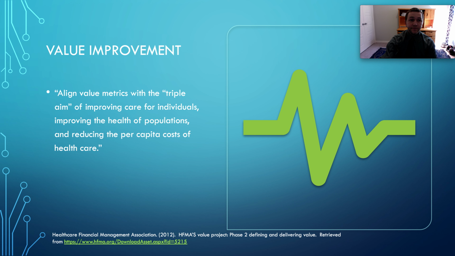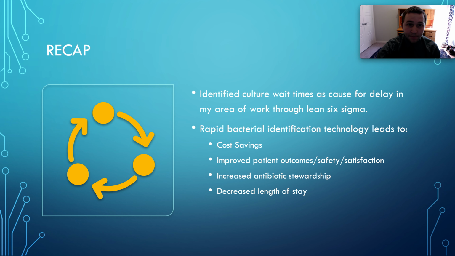So let's recap what I was talking about and what I really identified. I identified that culture wait times are a cause for delay of discharge in my area of work, and through a Lean Six Sigma process, I identified that, and I'm trying to improve that by showing you that this is cost effective, that we're having a cost savings through bacteria identification, improved patient outcomes through safety and satisfaction, and increasing antibiotic stewardship and decreased length of stay.